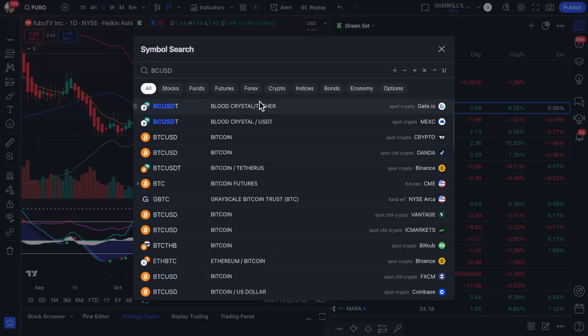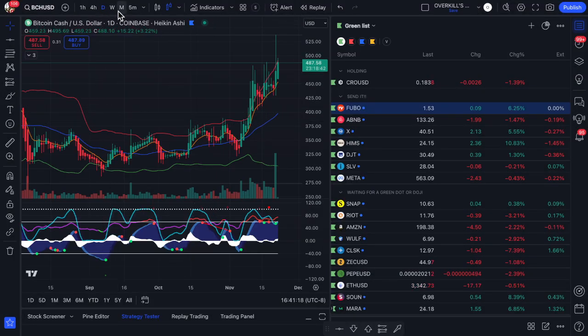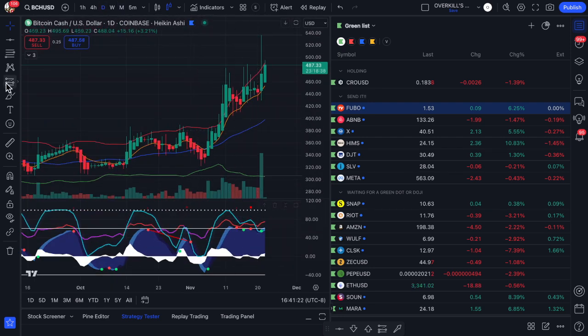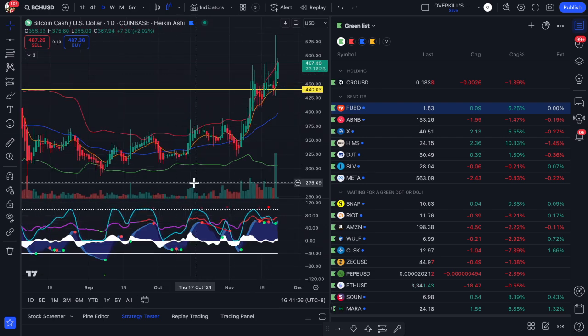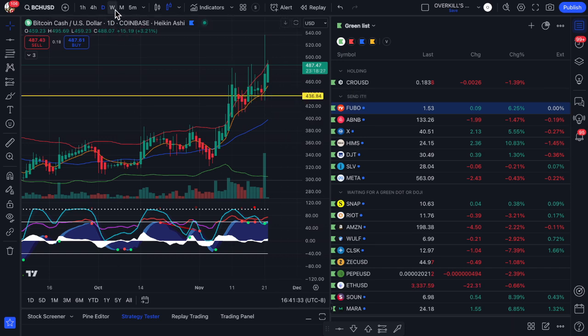BCH. We got the monthly dot on that one, and the daily is just blasting off. So again, protect your gains. Use your stop loss around 440 on this one. Hopefully you're entering right here on the 6th at 340. 440 is going to be the level you want to set that stop loss at.